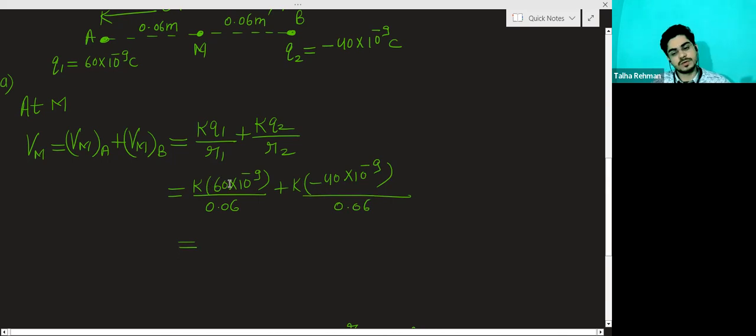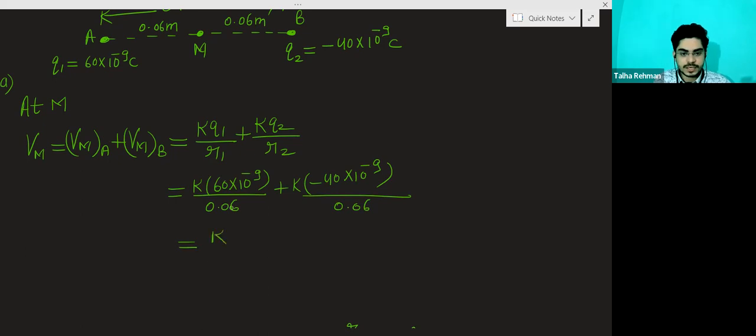Now what thing can you take common? You can take 0.06 common and you can take K as common. And you can take 10 to the power minus 9 as common. So what will you have here? You will have 60 minus 40.